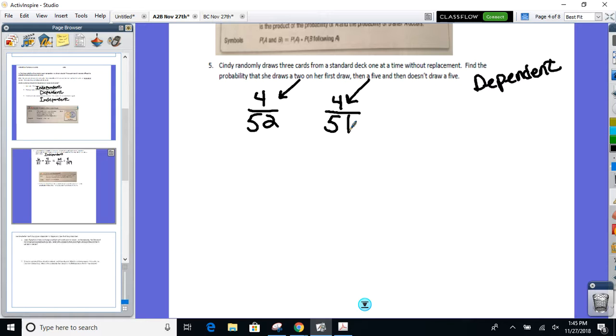4 2s, 4 5s. Everyone see why I'm going down? Because I kept that first card. Here we go. Not a 5 on the next third and final draw. Well, first, how many cards are left? Oh, how many cards are left? Now let's think before we just start sputtering out numbers. Out of those 50, how many are not 5s in that deck?